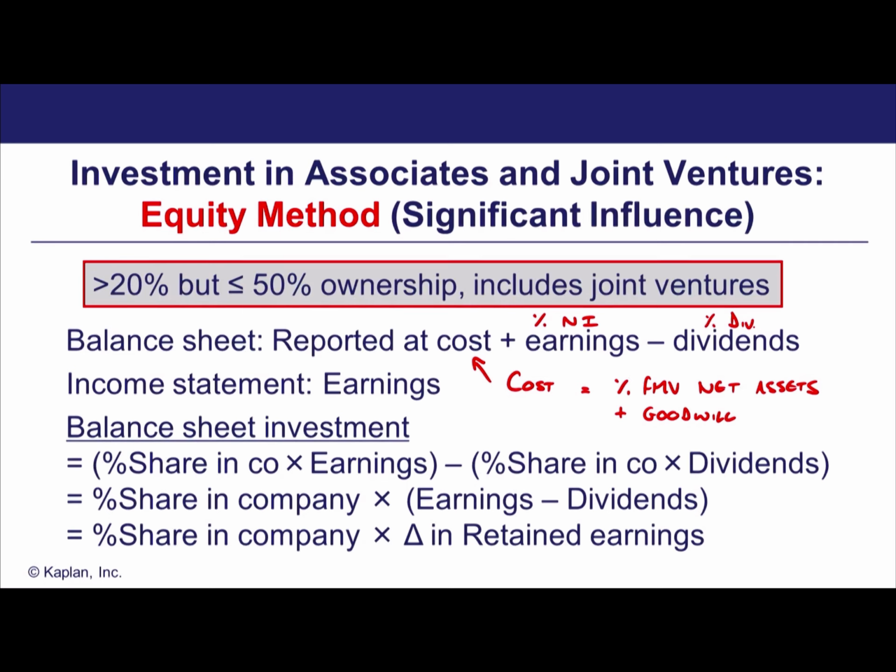Now, of course, net income minus dividends is retained earnings. So what we're doing essentially is changing our balance sheet investment for our share of the change in its retained earnings. Saying our share of the change in its retained earnings is pretty much the same as saying our share of the change in its net assets. So we're going to increase our balance sheet investment each period by our share of the increase in its net assets. So let's have a look at that. It says the balance sheet investment, our share of the company times its earnings minus our share of the company times its dividends. That's just what we said up here.